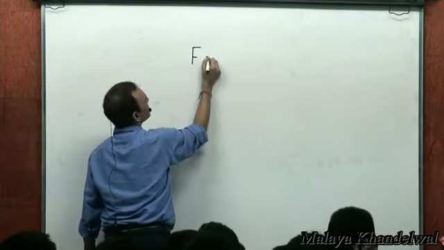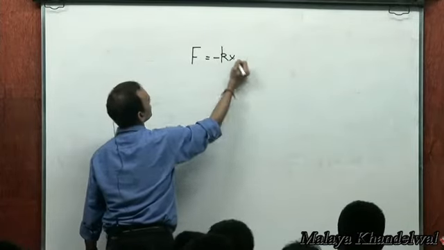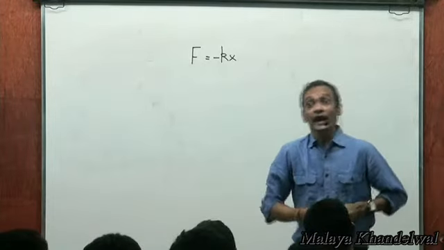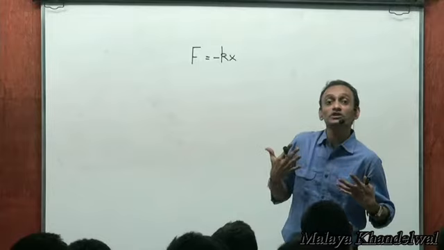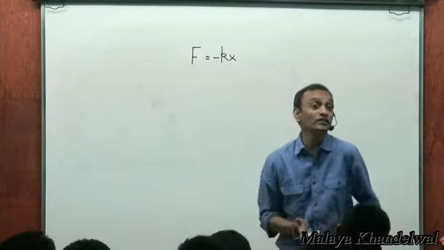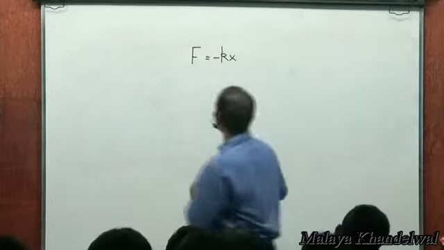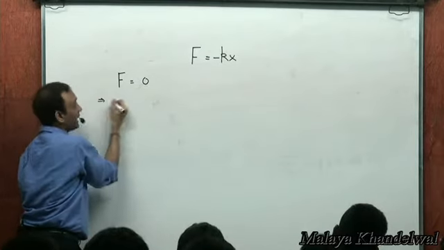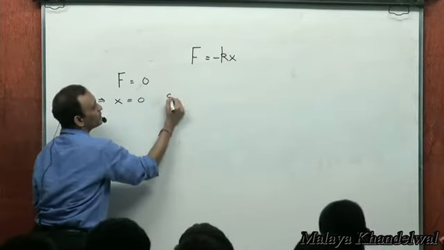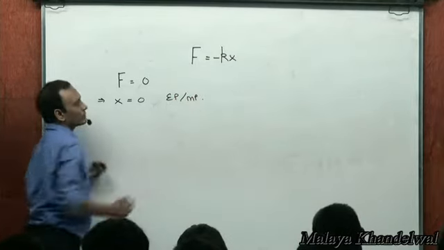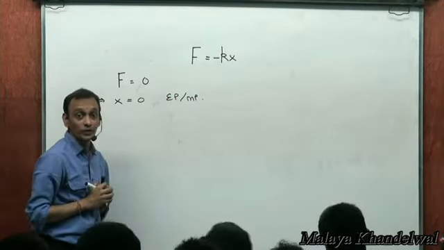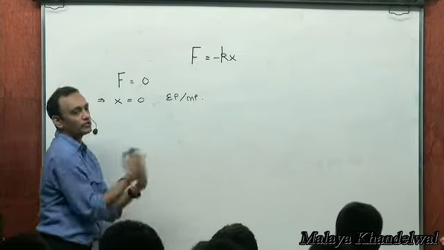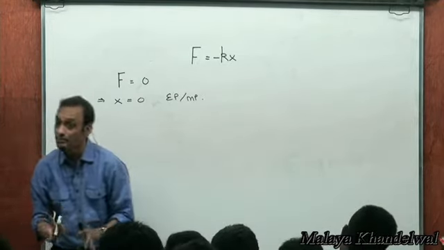F equal to minus kx represented what? Simple harmonic motion with force constant k. And how do you obtain the equilibrium position? When you put F equal to 0, the corresponding value of x gives you the equilibrium position. So in this case, how did I get the equilibrium position or the mean position? Plug in F equal to 0, that gives me x equal to 0. This then would be the equilibrium position or the mean position. And then it went, say, A units to the right of this or A units to the left of the mean position, where A is the amplitude of motion.